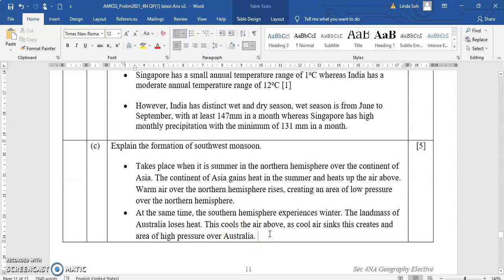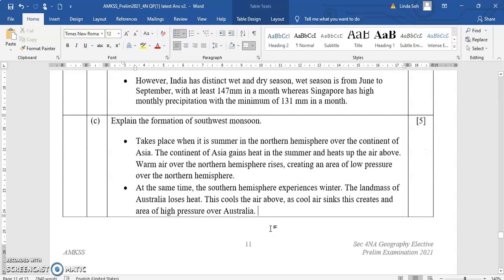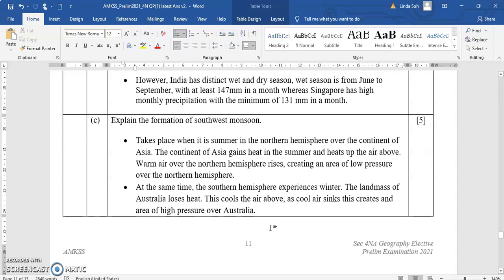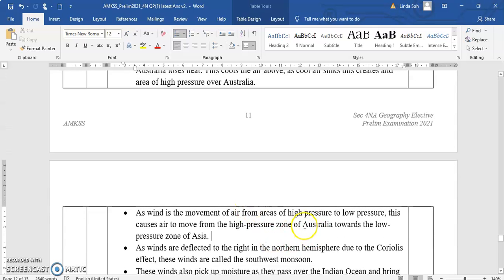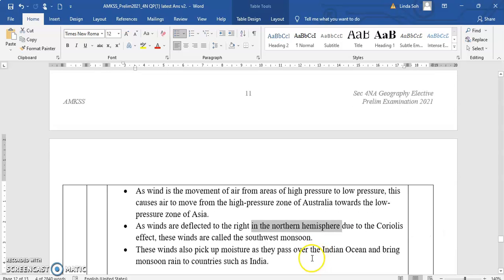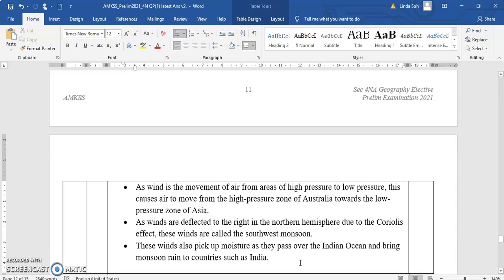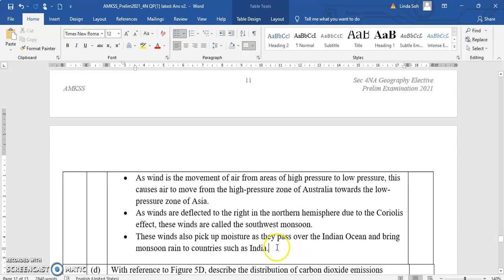Then you must talk about what happened in the southern hemisphere. The southern hemisphere is having winter, so temperature will be lower and the pressure will be higher. That is why the wind will move from high to low pressure, from Australia towards Asia. Once it crosses the equator and is now in the northern hemisphere, it will always deflect to the right. So the wind will pick up moisture as it passes over the Indian Ocean and bring monsoon rain to countries such as India.